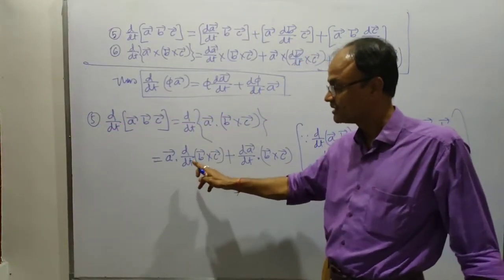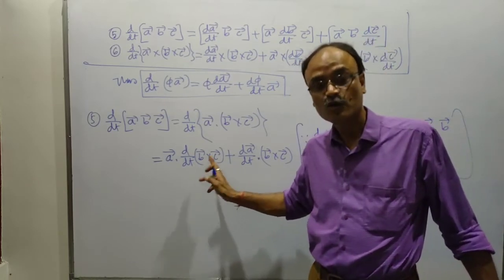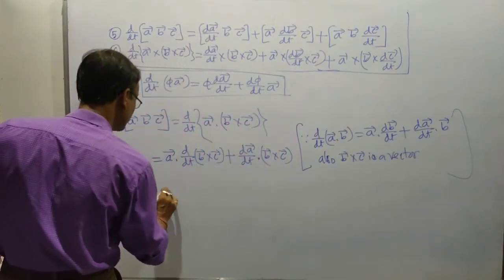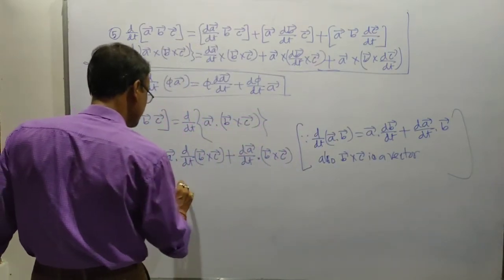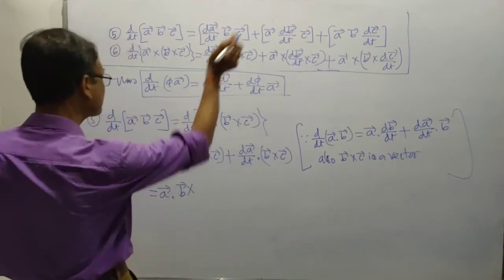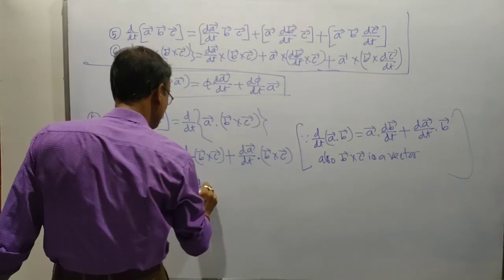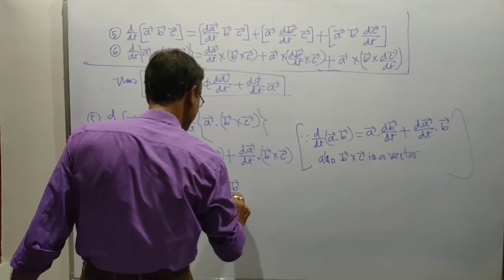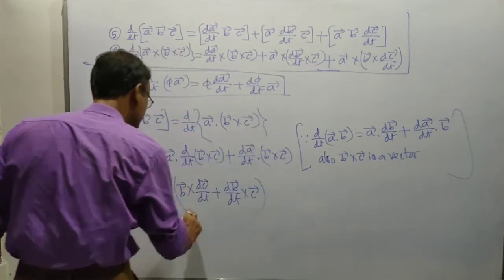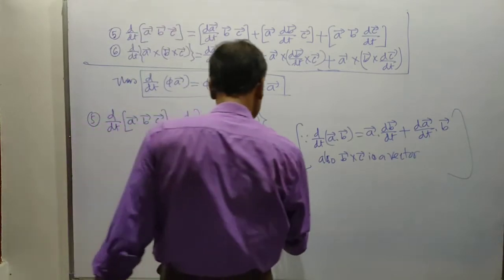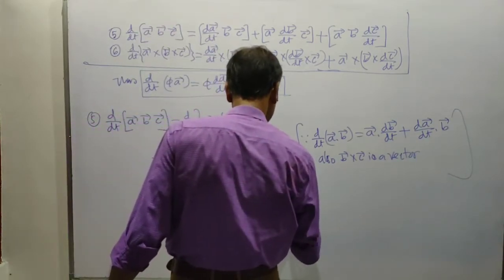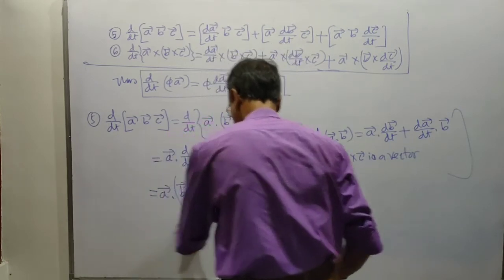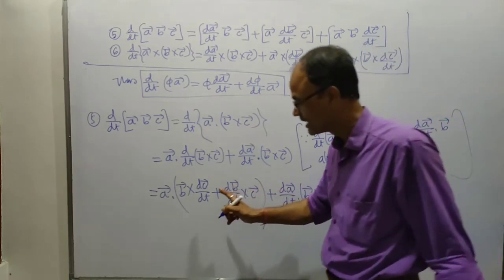It is the differentiation of the cross product of two vectors by theorem number 3. We have just proved today. It is nothing but b vector cross dc vector by dt plus db vector by dt cross c. We have just proved it. Plus, just write it as it is. Right? We may write like this.